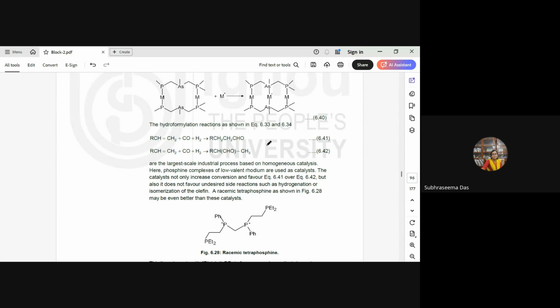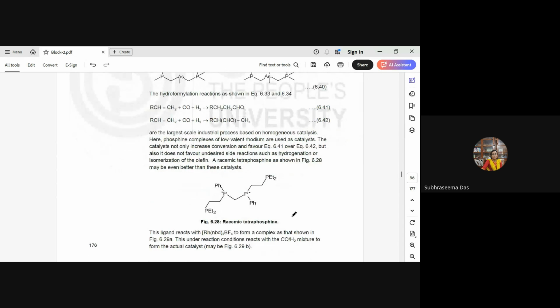In these hydroformylation reactions, they are the largest scale industrial process for homogeneous catalysis. Polyphosphine complexes, mostly of rhodium, have been used. The catalysts not only increase the conversion but also do not favor the formation of undesirable products.